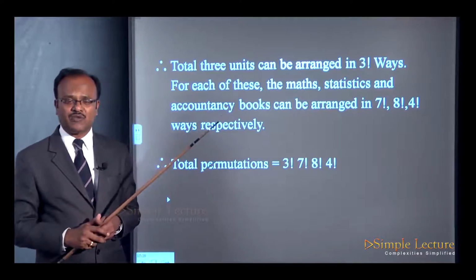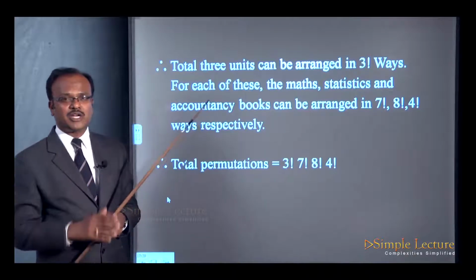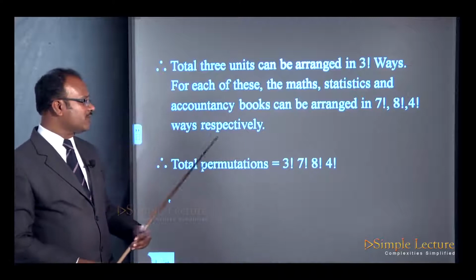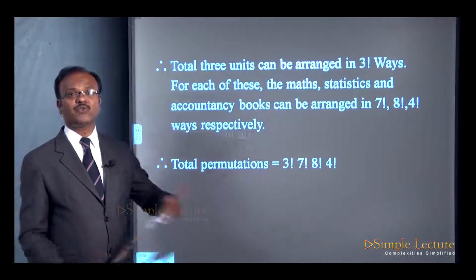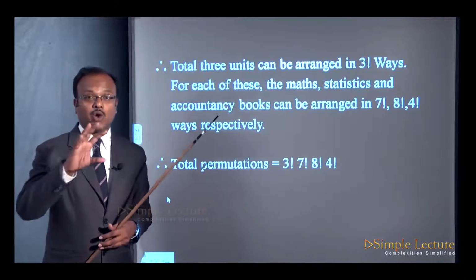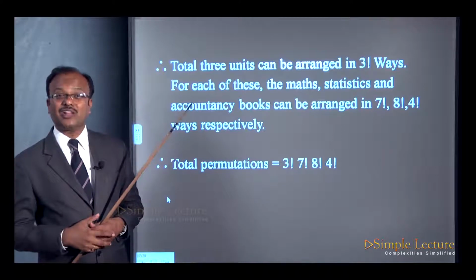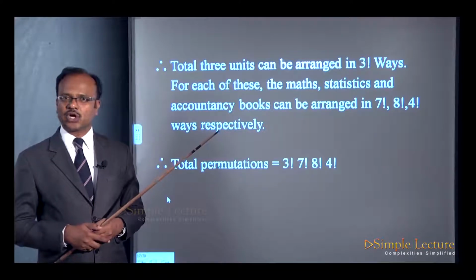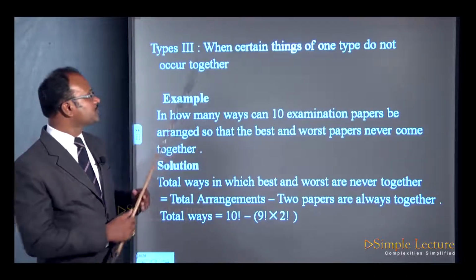So, by the fundamental counting principle, what will be the total permutations? It will be 3 factorial into 7 factorial into 8 factorial into 4 factorial, when you want all 3 subjects' books together all the time. Got it? Okay? I hope you have understood this.